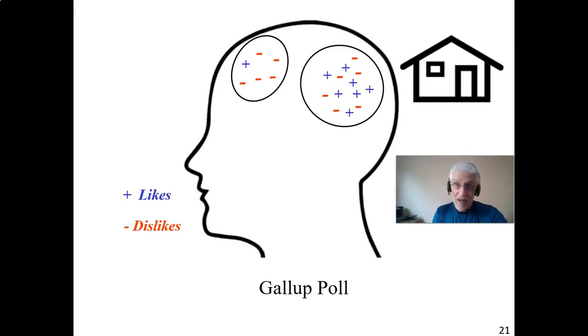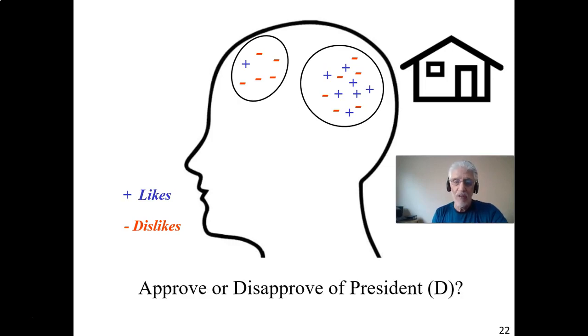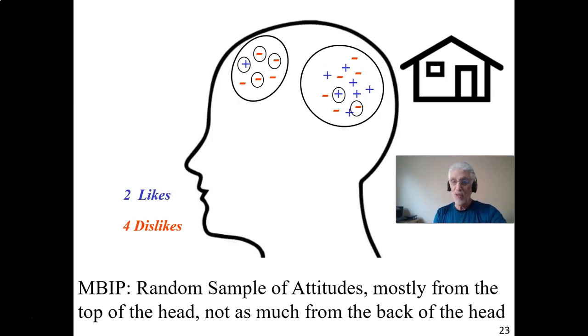They walk in the door and it's Gallup again, calling them on the phone again. And of course, the first question they ask, after finding out if they're 18, to make sure that they're an appropriate person to call, is: do you approve or disapprove of the job the president is doing? Standard questions they ask. What's this person going to do? Are you getting tired of me saying this? They're going to take a random sample of attitudes, mostly from the top of the head, not so much from the back of the head. And based on that, they're going to express an opinion.